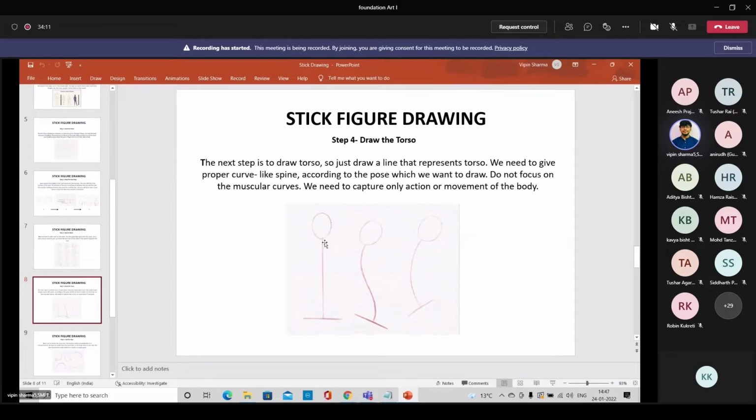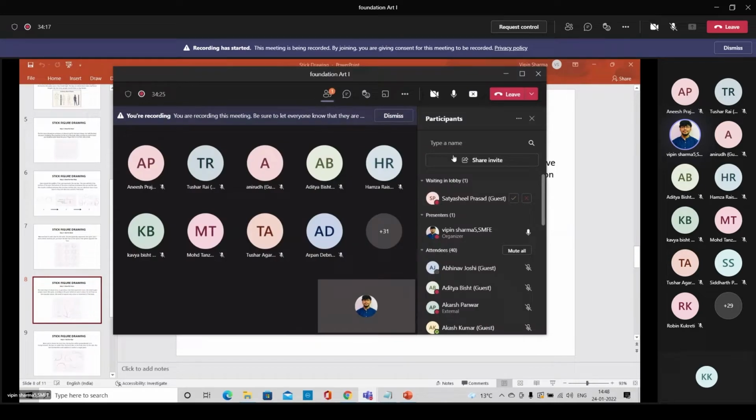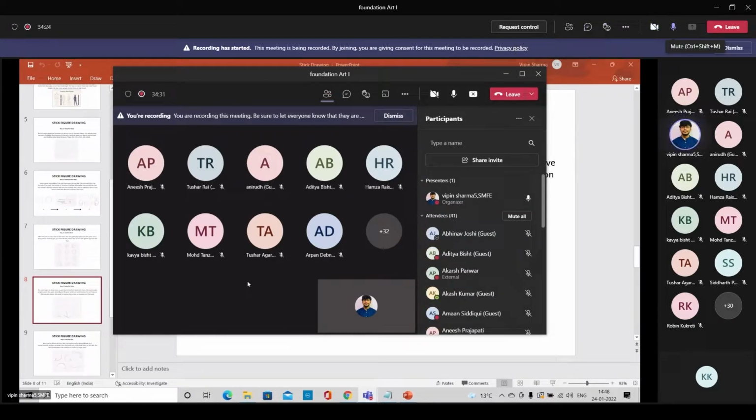But now tell me, how many heads come from the head to the spine? जहाँ वेस्ट लाइन तक कितने हेड आएंगे? How many heads come in a torso? Just tell me guys. 3.5. No. 4, sir. Exactly, four heads.